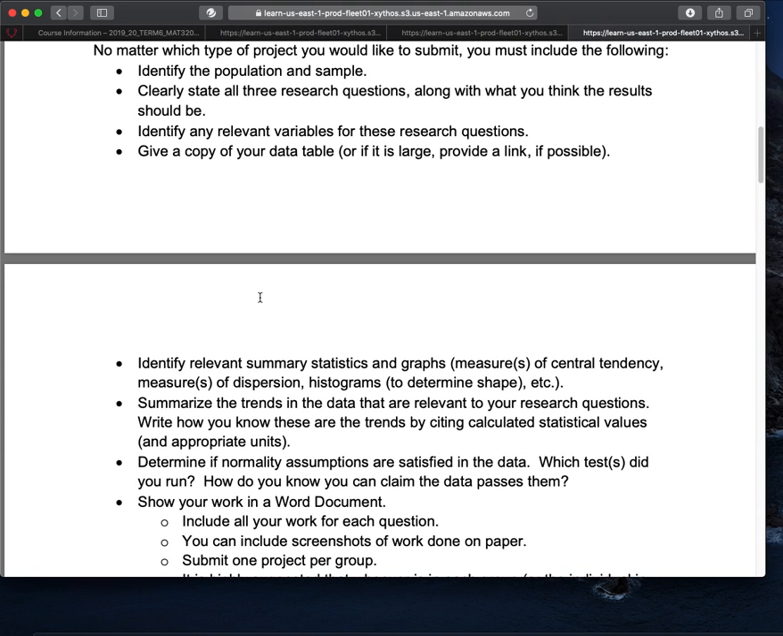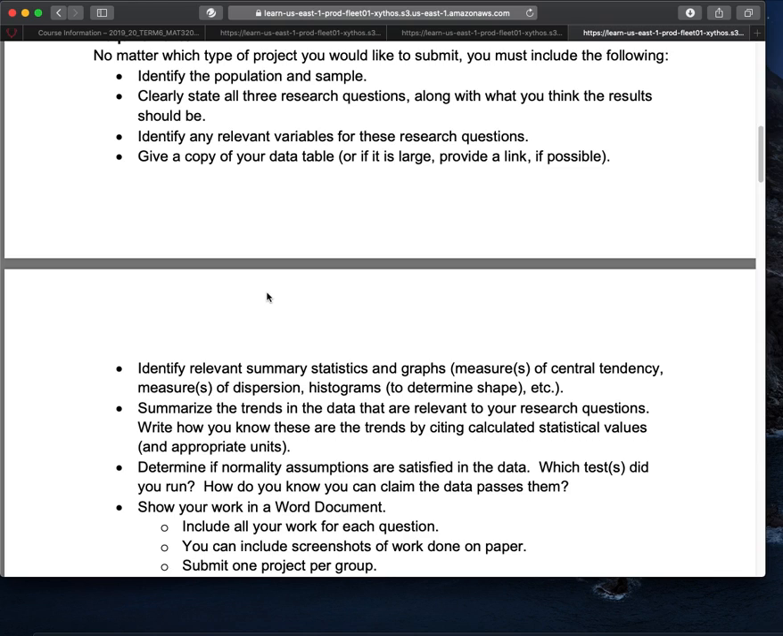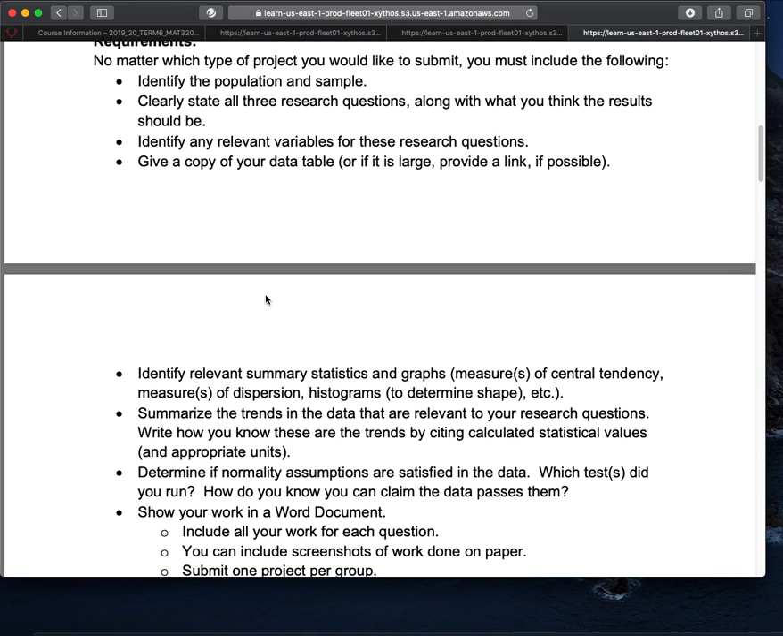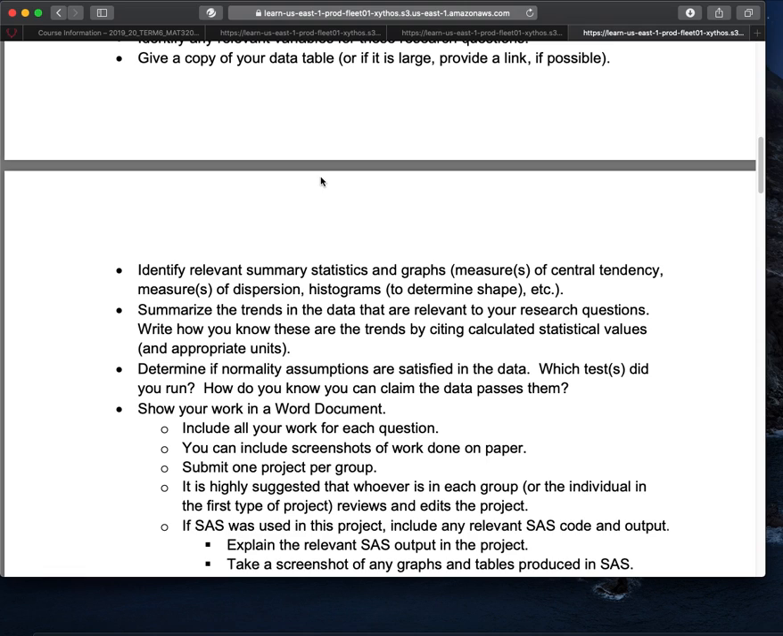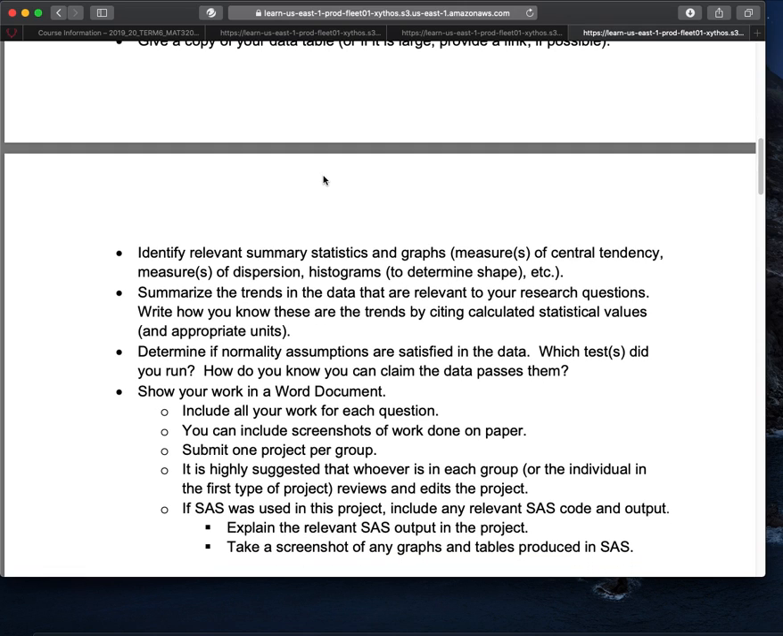Bear that in mind. The requirements, which again you would be able to read here as you see fit, depend on which way you're doing this project, and we could certainly discuss more about it later on if you would like. But for this first part, these requirements are pretty much the same, depending on which way you are working. You need to identify populations and samples, clearly state all 3 research objectives along with what you think the results should be, identify any relevant variables for these research questions, and give a copy of your data table, or a link if it's too large, especially if it's one that you're finding on the internet.